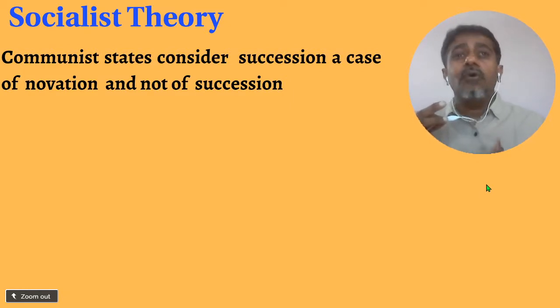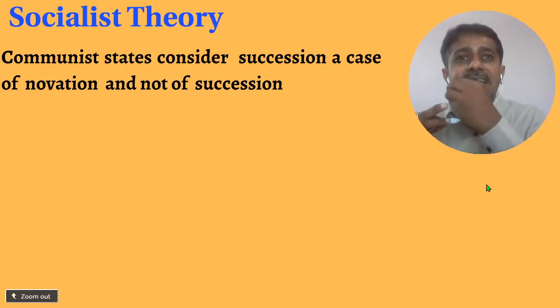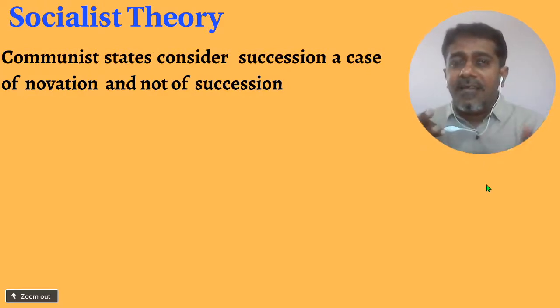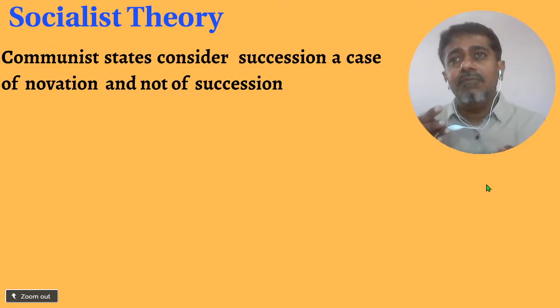So a new contract has come, whereby the old regime, whatever is there, stands discharged. It is an entirely new state which has been brought into existence. So that is the way in which state succession works. It is not actually succession, it is novation. The name itself suggests this new concept is going to automatically bring an end to the old regime. That's how it works according to the socialist theory.